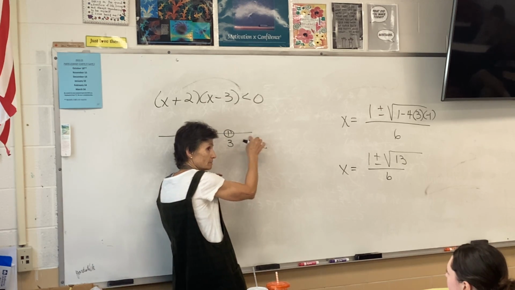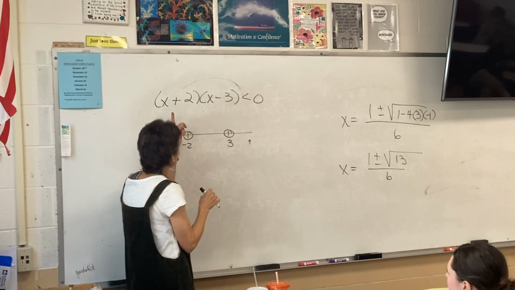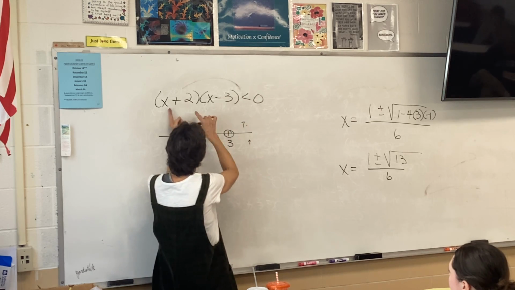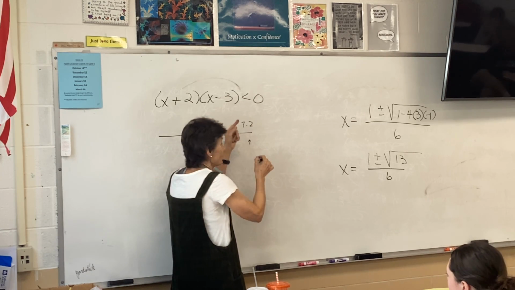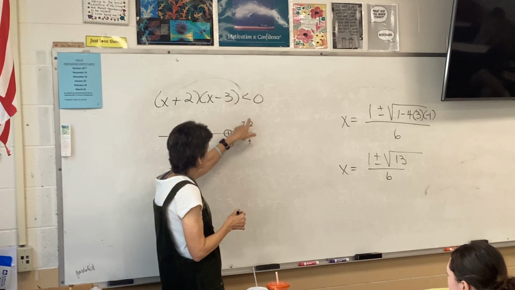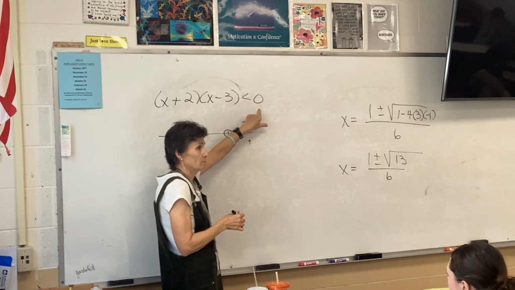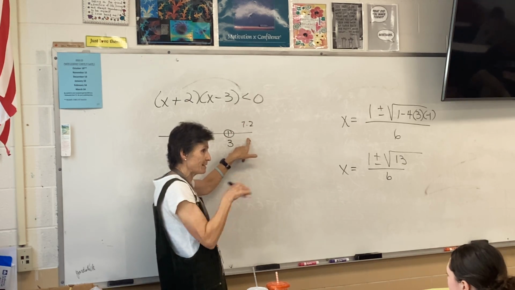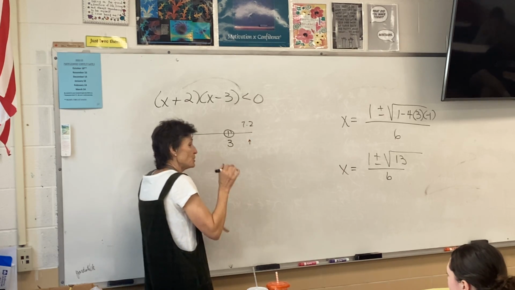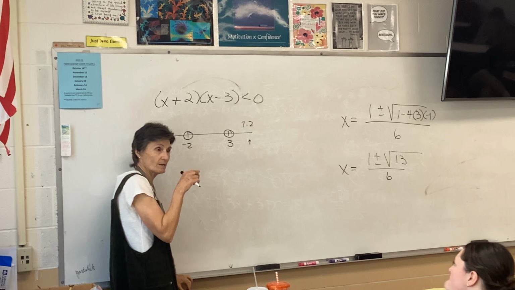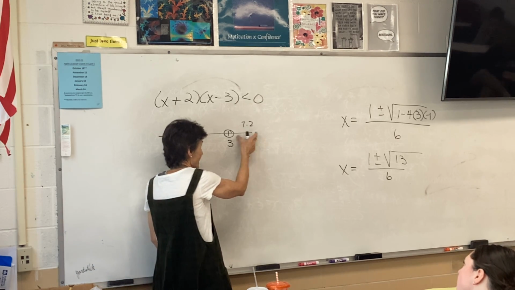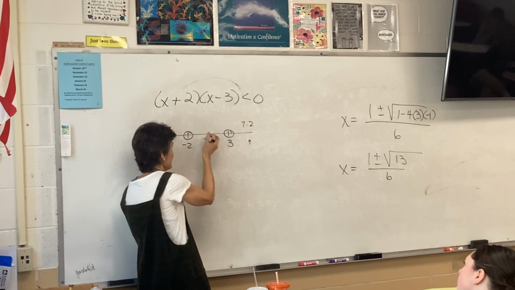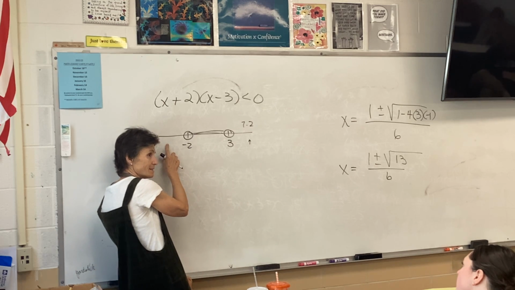So Grant picked 5. 5 is out here on the number line. I'm gonna put 5 in. When I put 5 in, I get 7 times 2. That's 14. Is 14 less than 0? No. So I am not going to shade this in because it did not give me an acceptable answer. Do you remember our rule we talked about earlier in the year? That if this section is not going to be shaded, then what about this section? That one is. And this one is not.